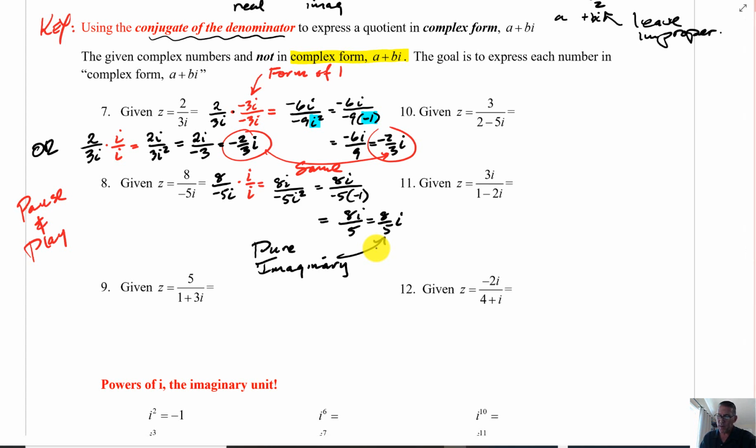Now, when it comes to binomials, and when you have a full complex number down below in the denominator, then you have to use the conjugate, the full conjugate. So here we go.